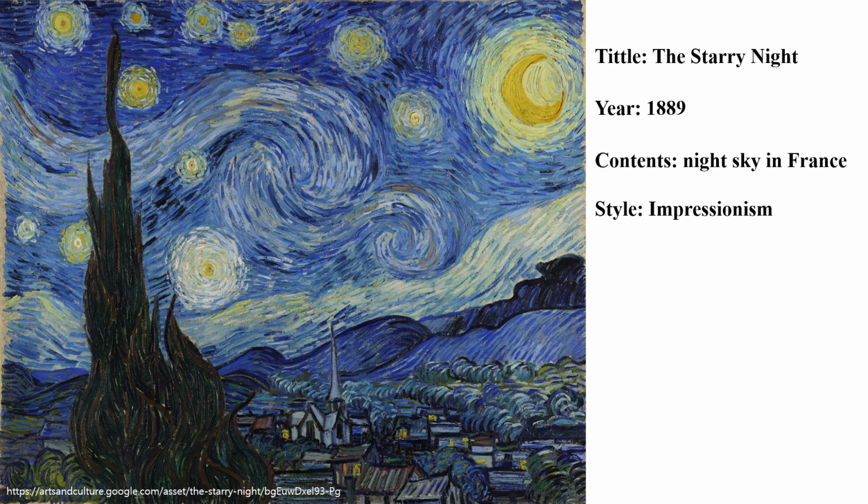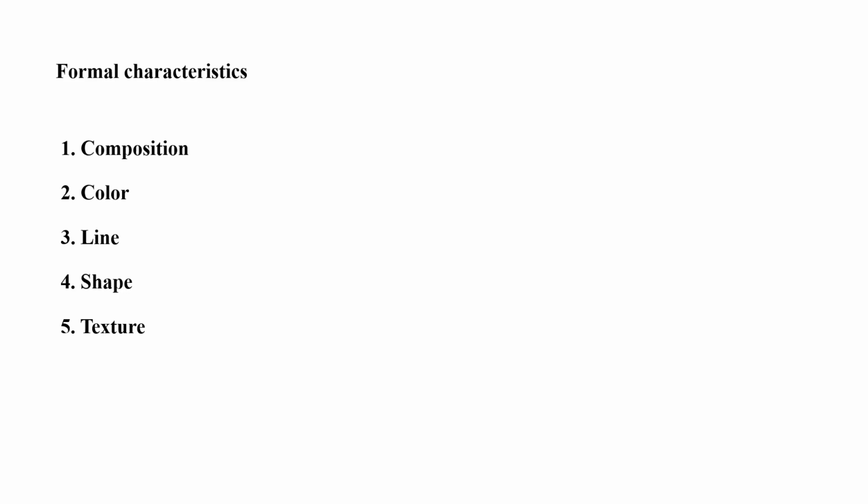I chose this painting because its swirling sky and vibrant color immediately captured my imagination. The painting feels alive and emotional, and it draws me in every time I look at it. In this presentation, I will analyze this work through five formal elements: composition, color, line, shape, and texture.